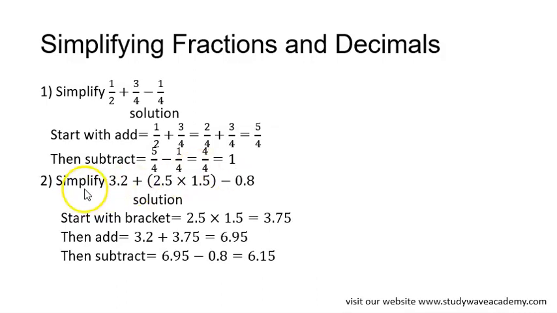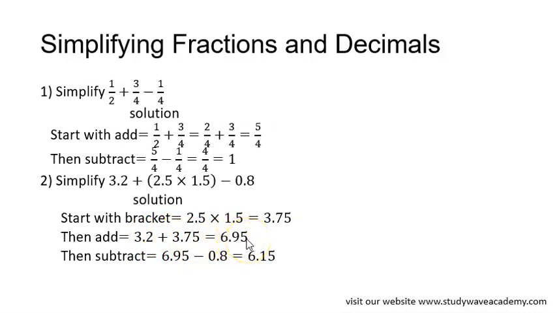Now let's go over to simplifying the decimal. We have 3.2 plus bracket 2.5 times 1.5 bracket minus 0.8. In BODMAS, the bracket comes first, so we're going to be focusing on the bracket first. We say 2.5 times 1.5 is equals to 3.75. Okay, after we have done with the brackets, which sign comes next? The plus. The plus comes before the minus, right? Yes. So we say 3.2 plus 3.75. It's going to give us 6.95.